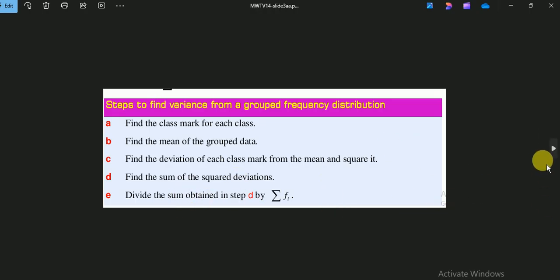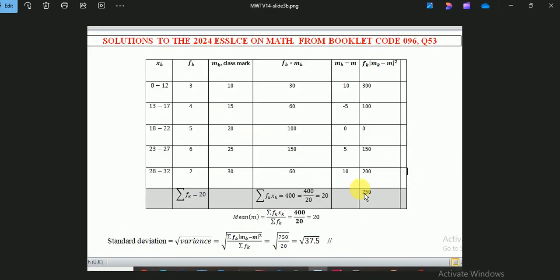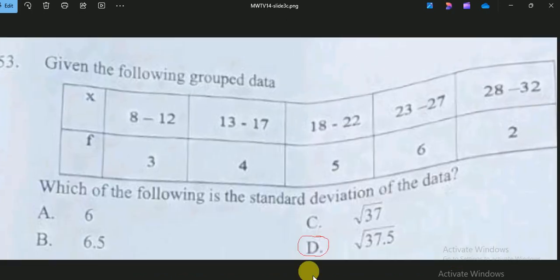Divide the sum by the total number of observations. 750 divided by 20 is 37.5. So this is the variance. Standard deviation is the square root of the variance, or the square root of this number. And the answer is D.